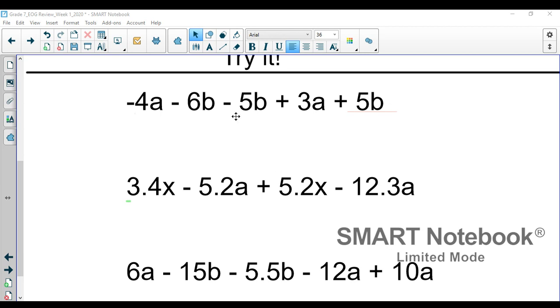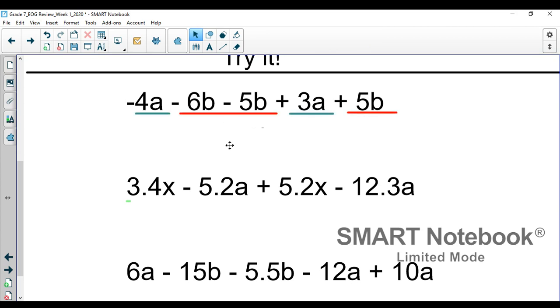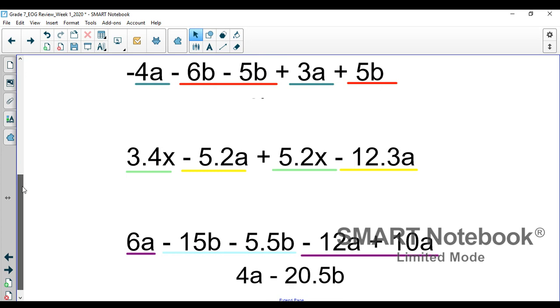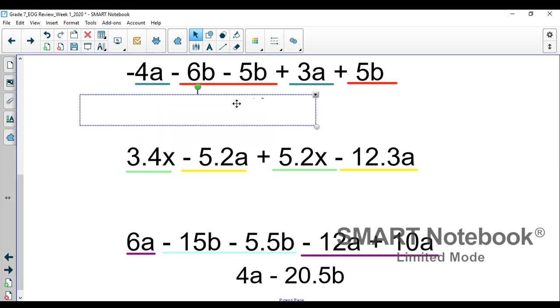Okay, when you code these, your coding should look something like this. It does not matter if you use different color lines or if you use squiggly lines or if you use different symbols like circles or squares. When you are coding, the most important thing is that your codes match each variable.